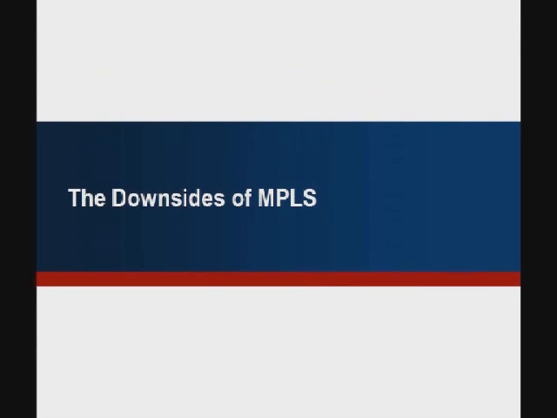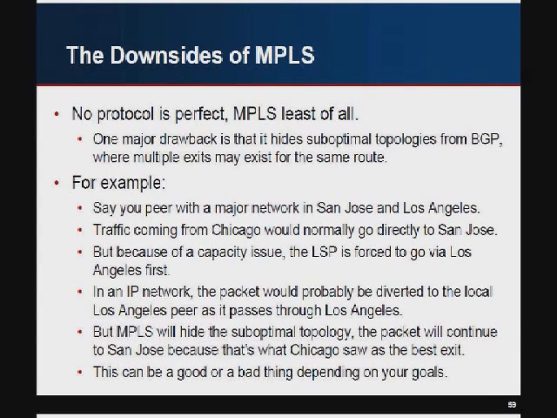So there's a couple downsides to MPLS. No protocol is perfect. MPLS definitely least of all. One of the major drawbacks to it is that it actually hides the topology from BGP when there's multiple exits. So say, for example, that I peer with a network in San Jose and Los Angeles, and I've got traffic coming from Chicago that would normally go directly to San Jose. And that's because Chicago to San Jose is closer metric-wise than Chicago to Los Angeles. So say there's an issue, there's a circuit cut, there's a capacity issue. The LSP is now forced to reroute via the south via Los Angeles.